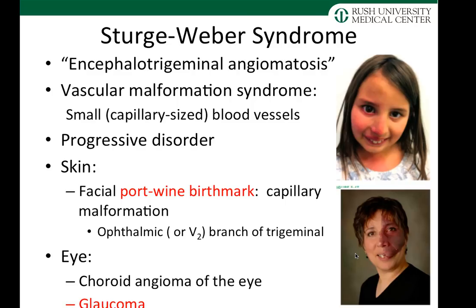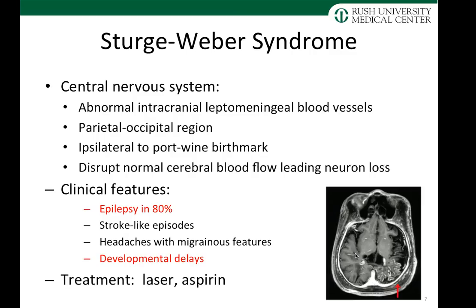Lesions of the eyes are also common in Sturge-Weber syndrome. Patients tend to have choroid angiomas and glaucoma. Central nervous system lesions are common in Sturge-Weber. They tend to be vascular lesions. So you have abnormal intracranial leptomeningeal blood vessels. They tend to be frequent in the parietal occipital region, and they're almost always ipsilateral to the port wine birthmark. So if the birthmark is on the right side, you would expect an abnormality in the right cortex.